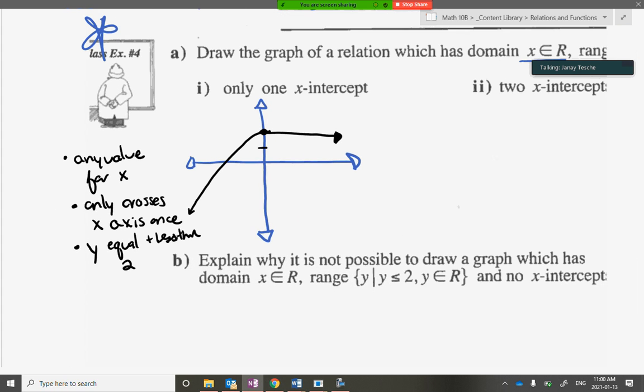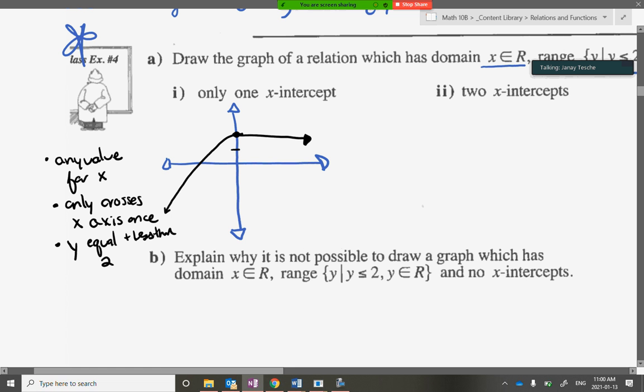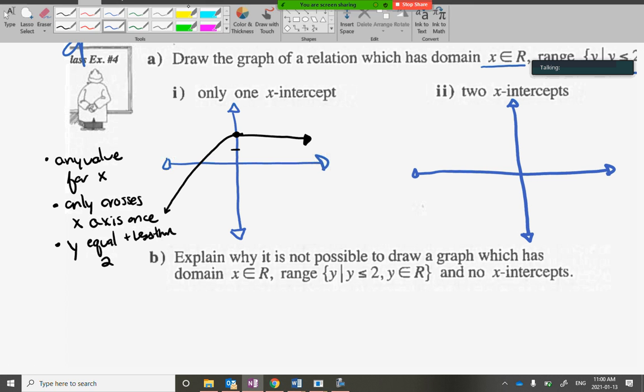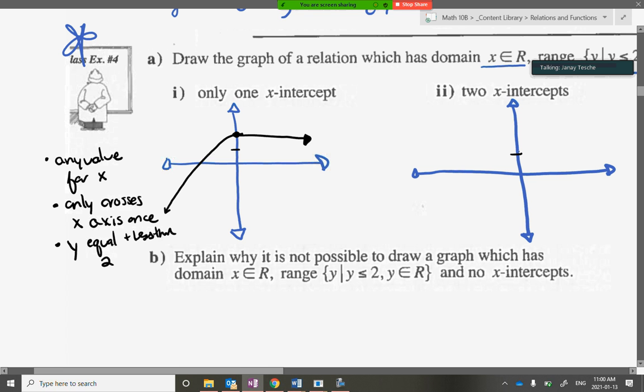Okay, only difference is now it wants 2 x-intercepts for the second part here. So now this is going to be like more of a parabola shape. So still maximum at 2, any x value, but crossing my x-axis twice.